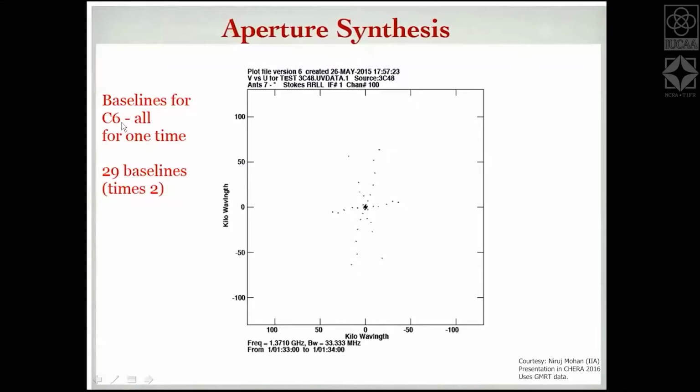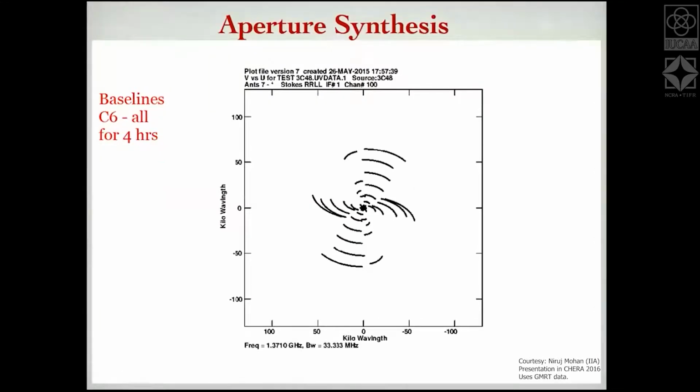If you take baselines for a given antenna with respect to all other antennas, then you might get 29 baselines, given the total number being 30 antennas, and you would have sampled at any given instant all these points in the Fourier domain. With 4 hours spent with one antenna with all other antennas making pairs, 29 pairs, you would have made measurements along these tracks.